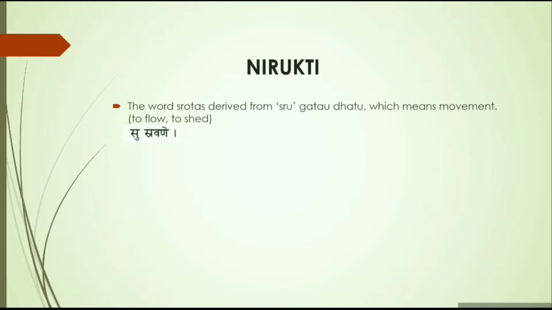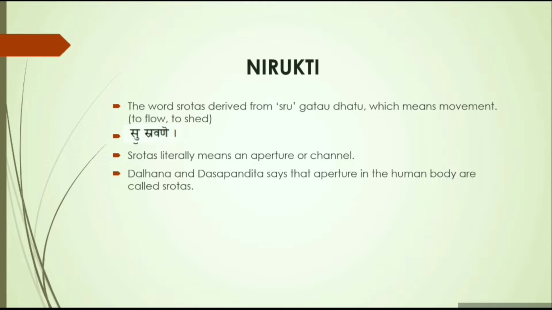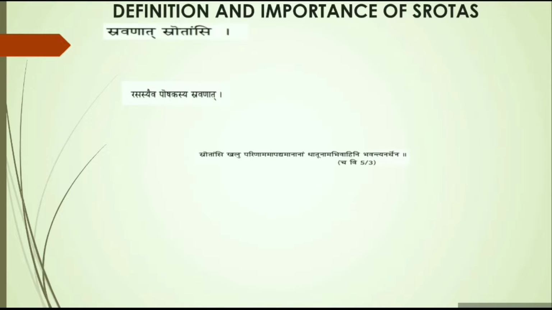Nirukti of Shrotas. The word Shrotas is derived from the root Shru Gatau, which means movement. Shru Shravane. Shrotas literally means an aperture or channel. Dalhana and Dashapandita say that apertures in the human body are called Shrotases. Khani Shrotamsi Chiddani. Definition and importance of Shrotas.